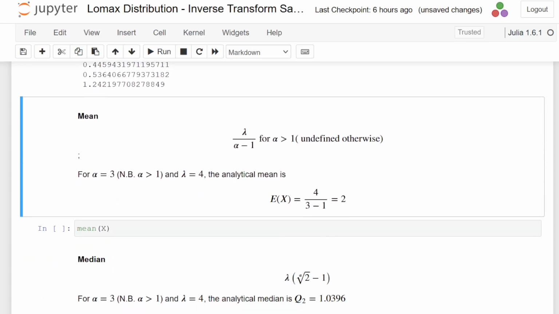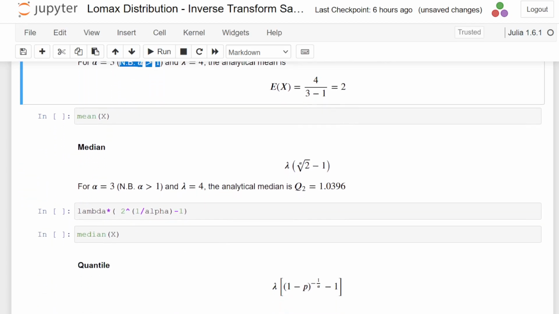Okay, well, let's look at some analytical results and compare them to our sample. For the mean of the Pareto type 2 distribution, the Lomax distribution, the mean should be lambda divided by alpha minus 1 for alpha greater than 1. It's undefined otherwise. In this case, alpha equals 3, which is greater than 1, so this is the correct definition of the mean to use. And with lambda equal to 4, the analytical mean should equal 2, which is 4 divided by 3 minus 1, which is equal to 2. So let's see how close this is with our sample.